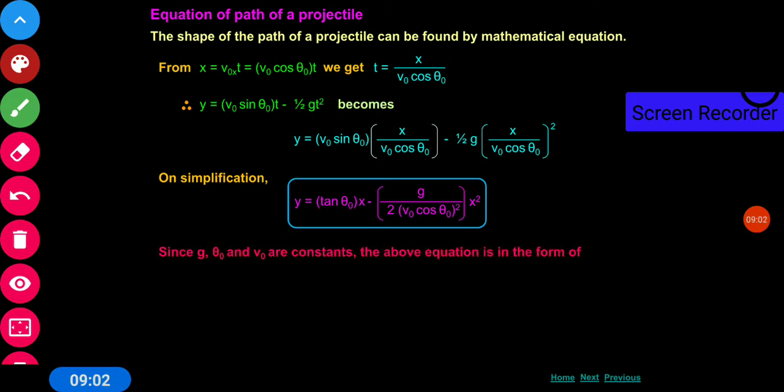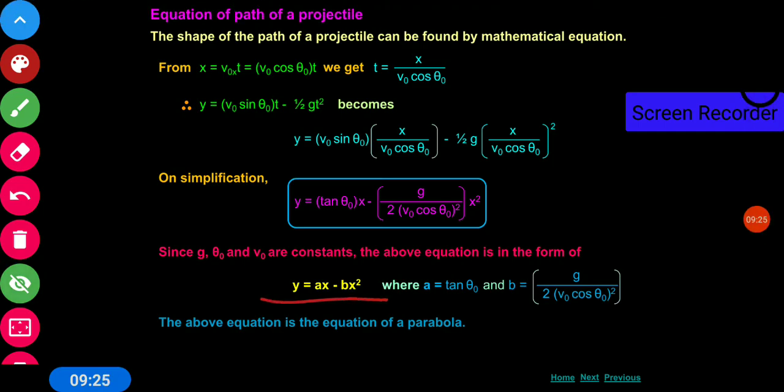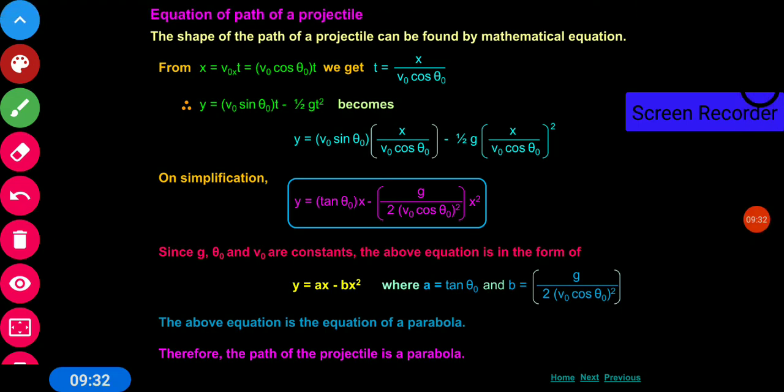Since g, θ0 and v0 are constant, the above equation can be written in the form y = ax − bx², where a is a constant equal to tanθ0, and b is another constant equal to g/(2 v0² cos²θ0). So we can say that this is the equation of a parabola. So the path of the projectile is a parabola.